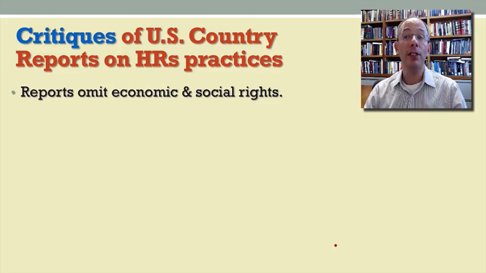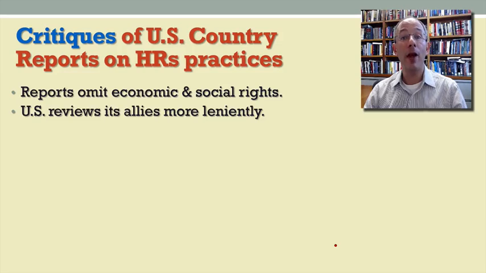A second criticism is that the U.S. allegedly reviews the human rights practices of its allies and those with whom it has strategic interests more leniently. That is to say, if you were to compare the situation in a U.S. ally versus a country that was non-aligned or indeed in some political tension with the United States, then you might see a difference in conduct.